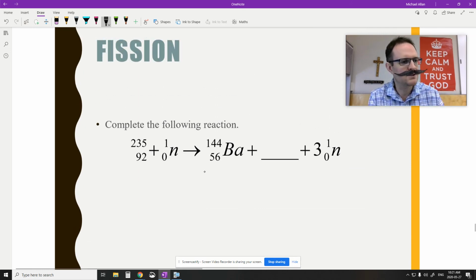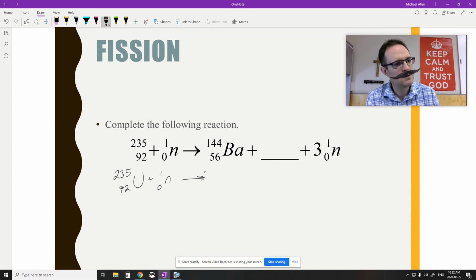What element has to be here? So this is, first of all, I'm missing uranium. I don't know why I never bothered fixing this. So this has got to be uranium-235. We're going to add a neutron. It's going to go to barium-144, and it's going to produce something here.